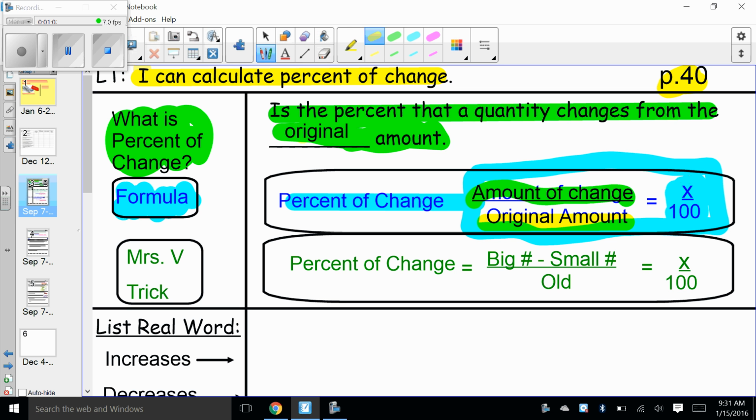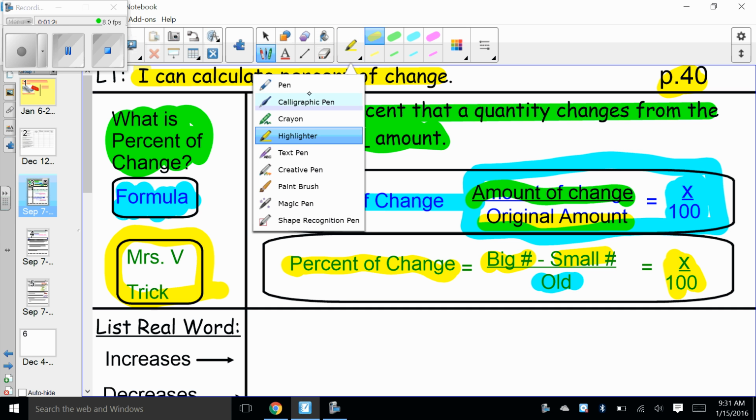But I'm going to introduce to you a little trick, what I call the Mrs. V trick. We're going to use that same idea of percent of change. We're still finding the amount of change in the numerator, but we're going to take what I like to call the big number and subtract the small number. And then we divide by the old number, the original number. And we still have a percent on the other side.